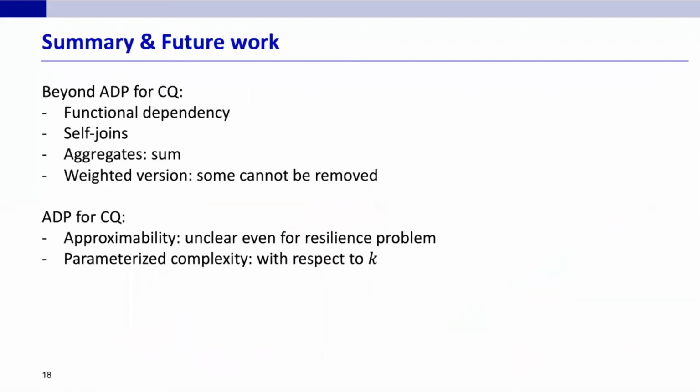Finally, I would like to conclude this talk by mentioning several open questions. First, it would be interesting to study the ADP problem beyond conjunctive queries, in particular when functional dependencies, self-joins, or aggregates exist. It's also natural to consider scenarios where input tuples are not equivalent in terms of the cost of removing them. For example, only a subset of input tuples can be removed.